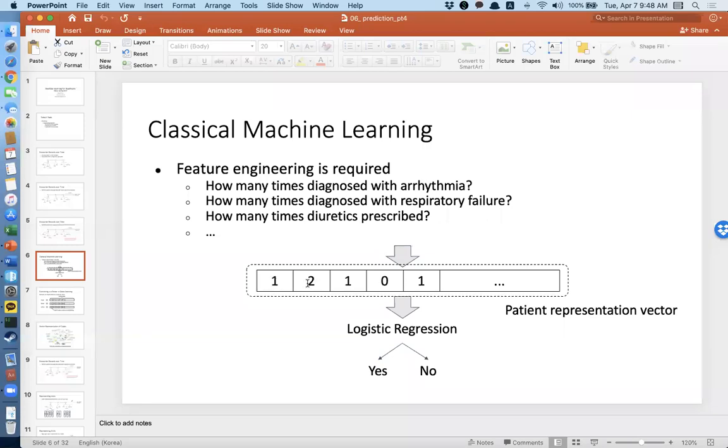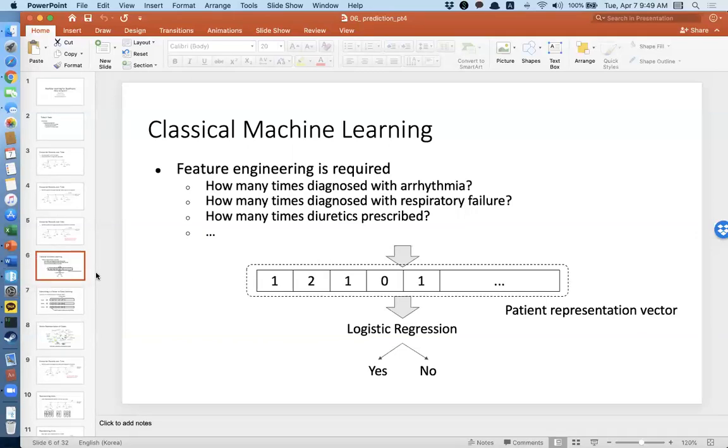Like, this could be x-ray, this could be fever, this could be IV fluid, this could be something like cancer, because we've never seen cancer in the previous record. So that's basically it. And then that will be your patient representation vector. And then you put that through logistic regression, and that will just tell you yes or no. Like, yes, this patient will develop heart failure, or no, this patient won't develop heart failure. So I hope this is very clear, because we've done this a lot of times.